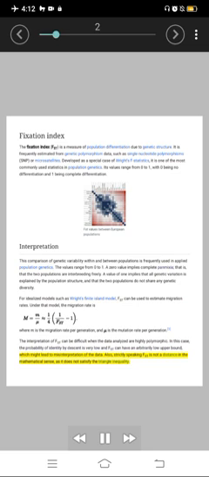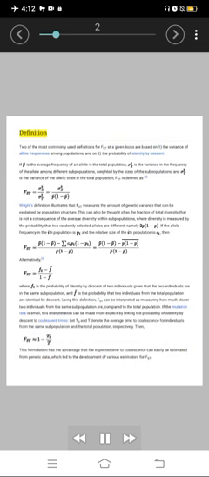Definition. Two of the most commonly used definitions for FST at a given locus are based on 1, the variance of allele frequencies among populations, and on 2, the probability of identity by descent.